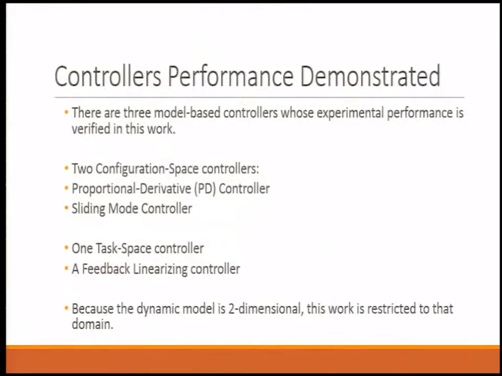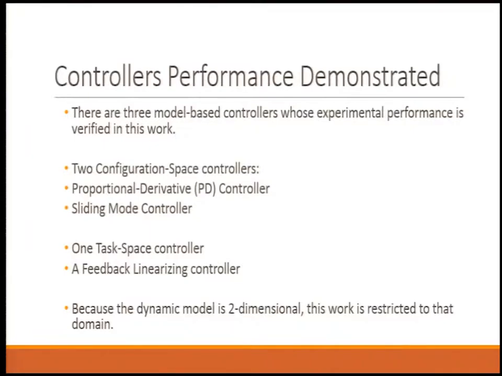We have 2 configuration space controllers that we compare against each other. One is a proportional derivative controller, a standard one, adapted for the OCT-arm, and the other is a sliding mode controller. We also have one task space controller that we are presenting, whose results are shown here, and that is a simple feedback linearizing controller. While the controllers, at least mathematically, have been developed for the 3D motion of the OCT-arm, because the dynamic model that we have is only a planar 2-dimensional model, the experiments that we show are also restricted to that plane.